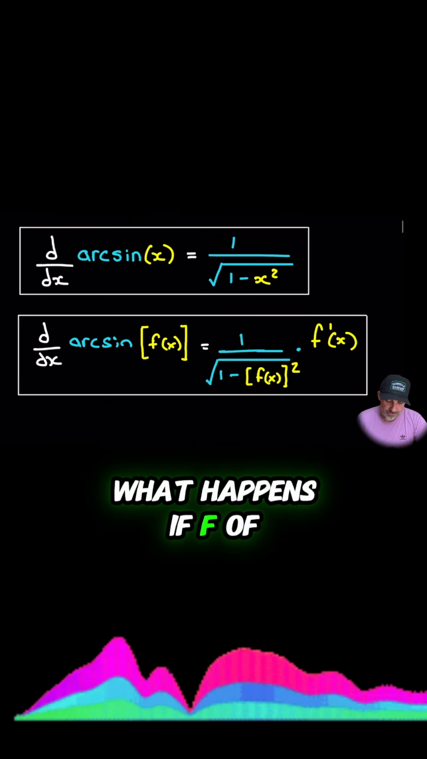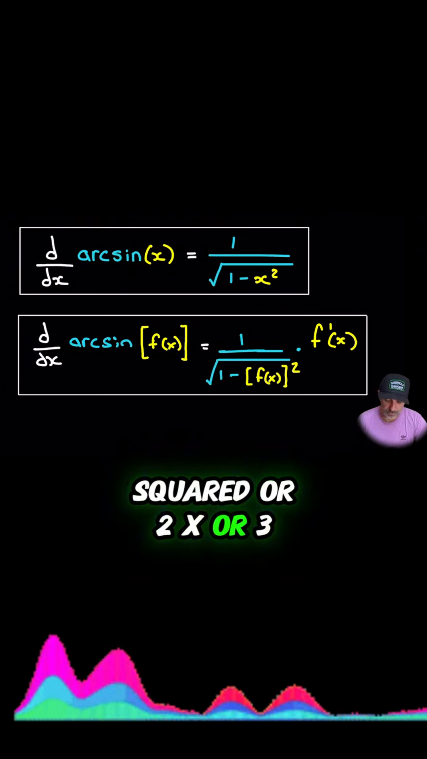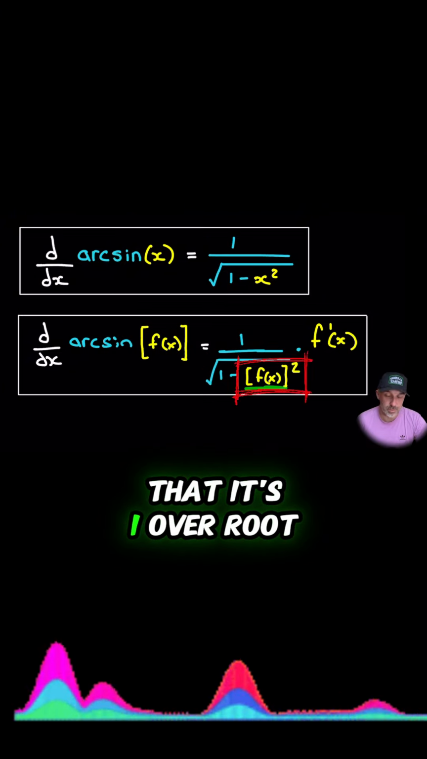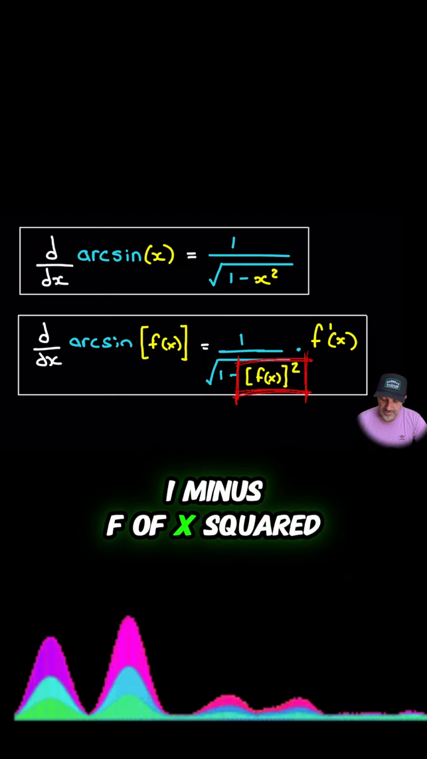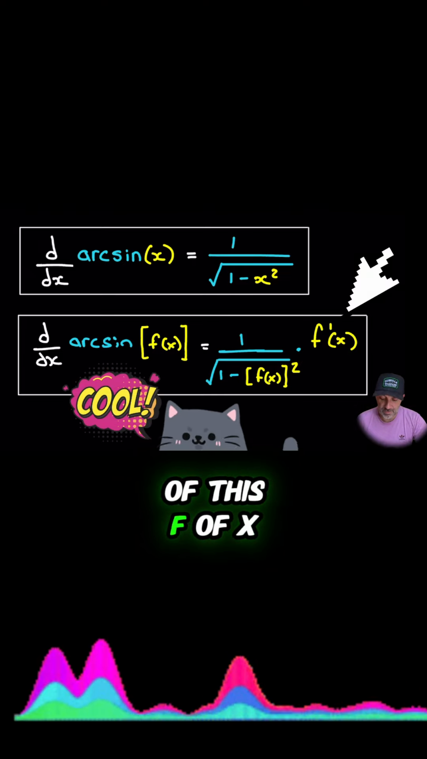However, what happens if f of x is something different, not just x, like x squared or 2x or 3x squared? Well, we have to remember that, yes, this rule does apply, that it's 1 over root 1 minus f of x squared, but then we must also times by the derivative of this f of x.